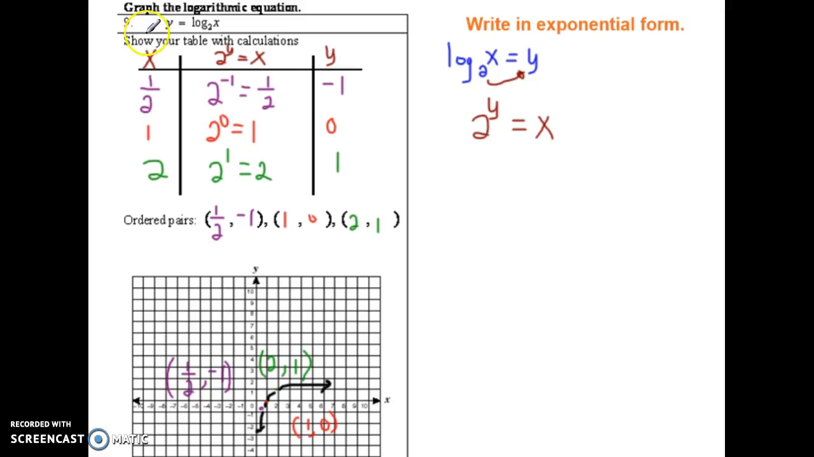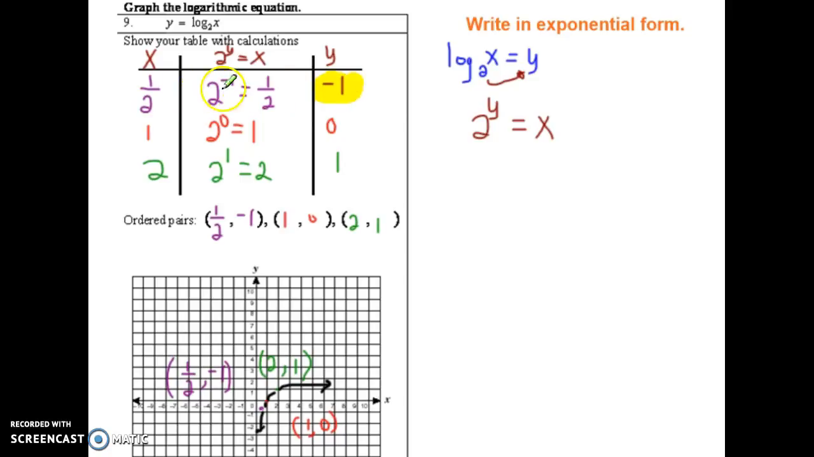In problem number 9, I am going to graph this log function, but it's much easier if I take this and change it to exponential. So 2 to the y power equals x. So here's my x, and here's my y. I am going to pick values for y instead.